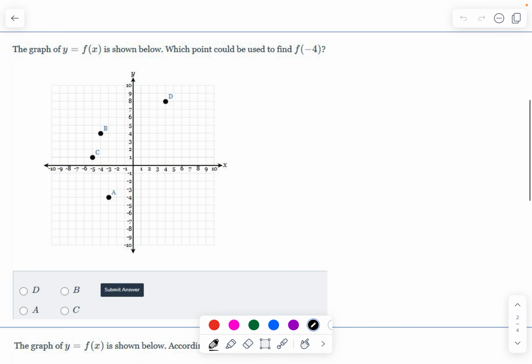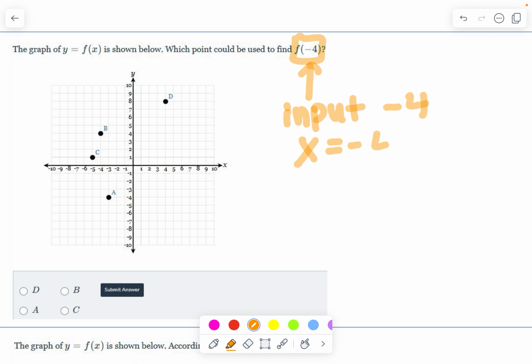Let's get into it. Here's our graph, f of x. You can see there's a ton of points, and that's what I was trying to tell you. Here, it says which point could be used to find f of negative 4. So this guy right here, we have something inside the parentheses. That means our input is negative 4, which means x is negative 4. If my input is negative 4, then what it wants me to find is maybe what is y. But the question actually says, which point could be used to find this?